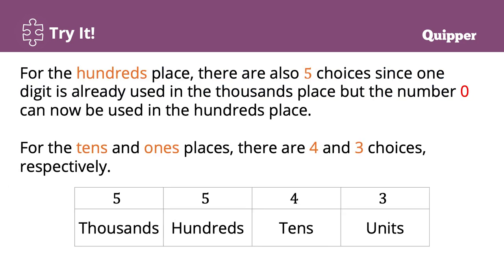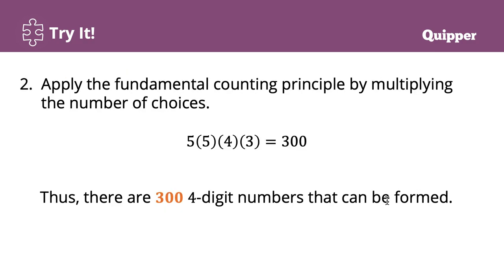For the hundreds place, there are also 5 choices since 1 digit is already taken in the thousands place, but the number 0 can now be used in the hundreds place. For the tens and ones places, there are 4 and 3 choices respectively. Then apply the fundamental counting principle by multiplying the number of choices. That is 5 times 5 times 4 times 3, which is equal to 300. Therefore, there are 300 four-digit numbers that can be formed.